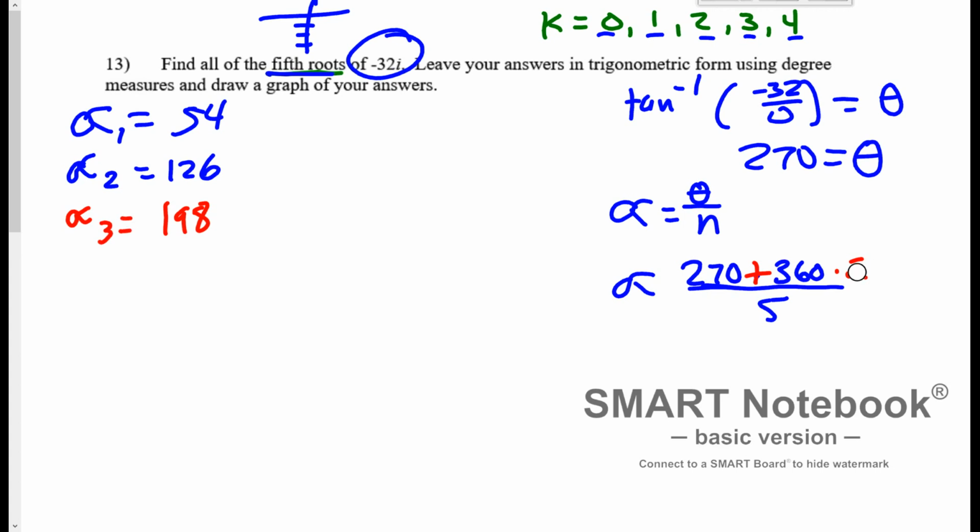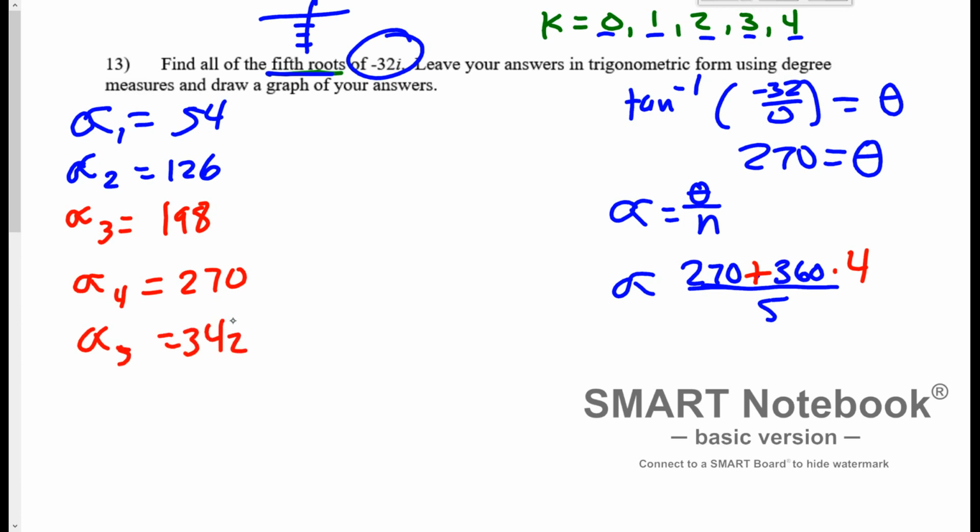Then I erase that 2 and put in 3. So 3 times 360, 1080, plus 270 divided by 5. I get 270. So alpha 4 is 270. Then I plug in my last k, which is 4. It's always 1 less than your n. So I plug in 4, so 360 times 4, 1440. And I add 270, my theta, and I divide by my n, which is 5, and I get 342. So my last alpha is 342.